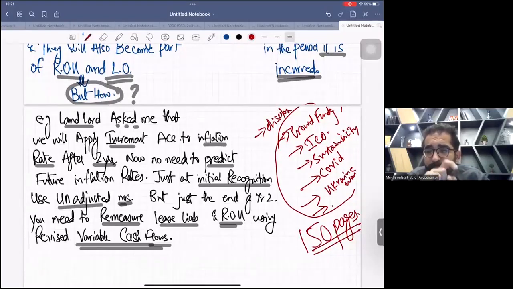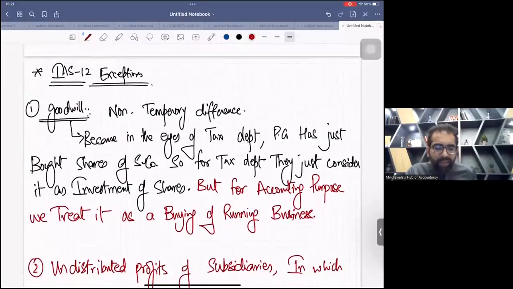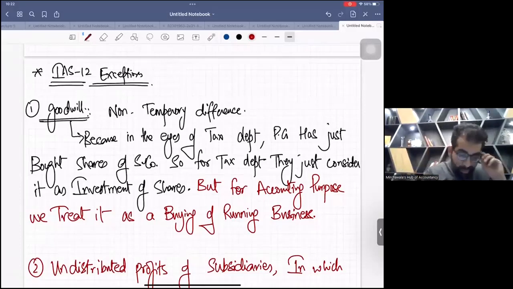Incorporate those variable lease payments from day one. Wait for the time when it actually happens, and then you need to remeasure your lease liability and ROU. Now, very interesting topic. I'll give you one practical, real life example in that. I'm not sure you guys have done this in your normal course or not, but here you will learn something from it.